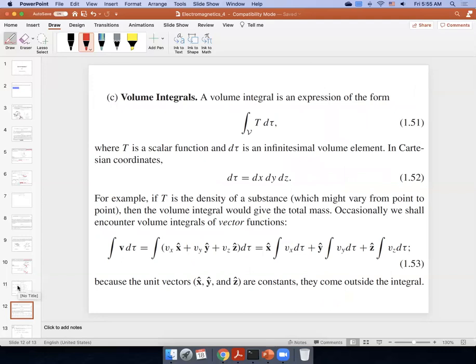Now let's see the volume integral. A volume integral is an expression of this. So it's an integral over a volume. We use V. T is a scalar function. dt is an infinitesimal volume element. In our Cartesian coordinates, of course, dt equals dx times dy times dz.